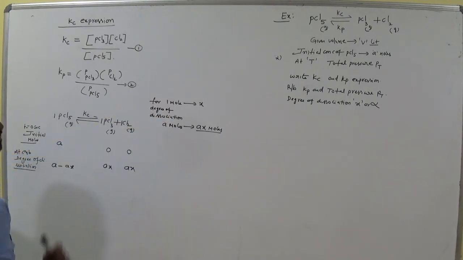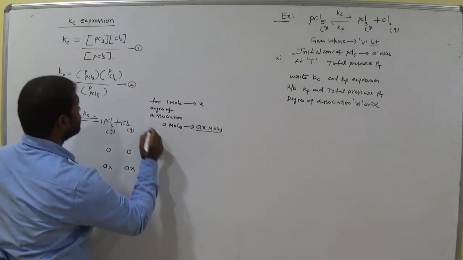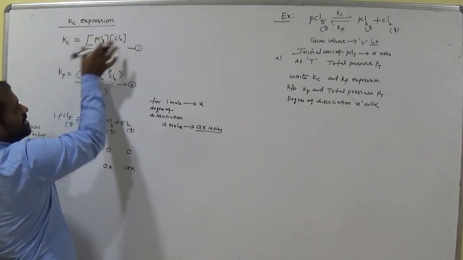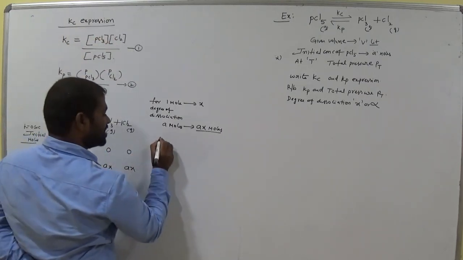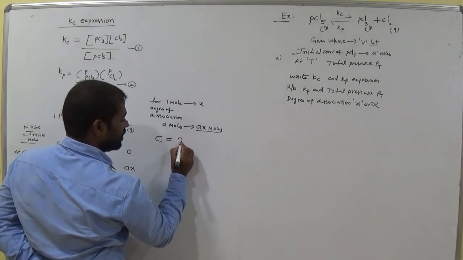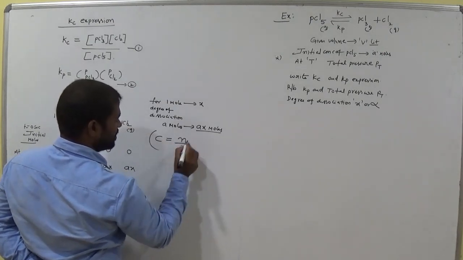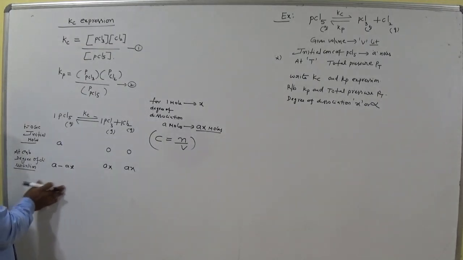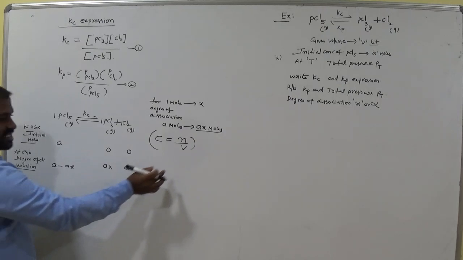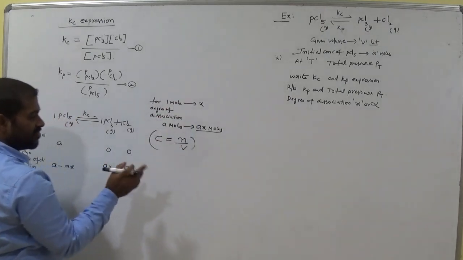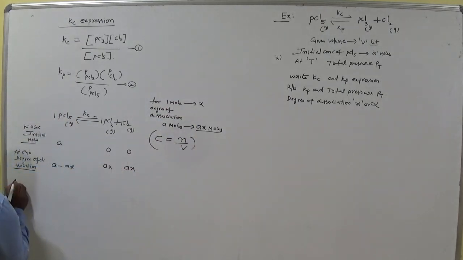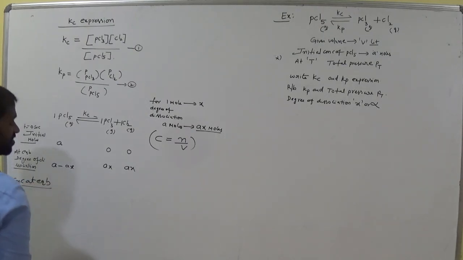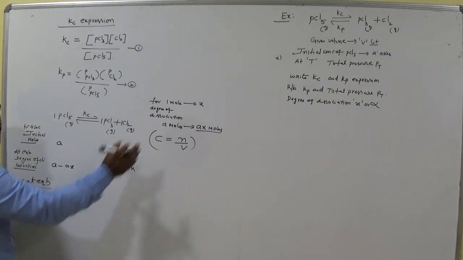Now what is the given volume? V. So we need to write the Kc expression and also we need molar concentrations. Am I right? You know concentration C is equal to number of moles by volume. So these are the number of moles at equilibrium. What is the given volume? V. So for getting concentrations at equilibrium, divide the number of moles by the given volume V.